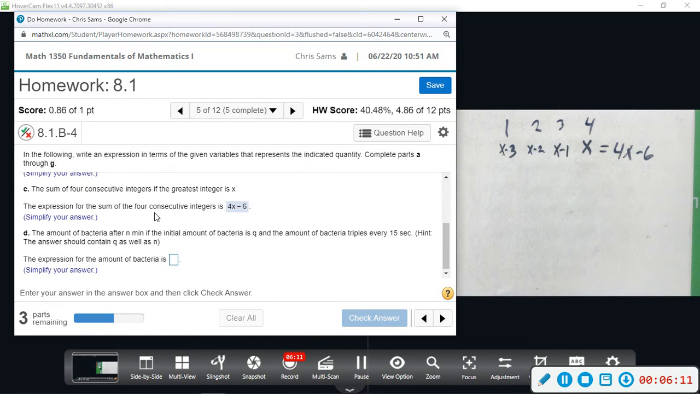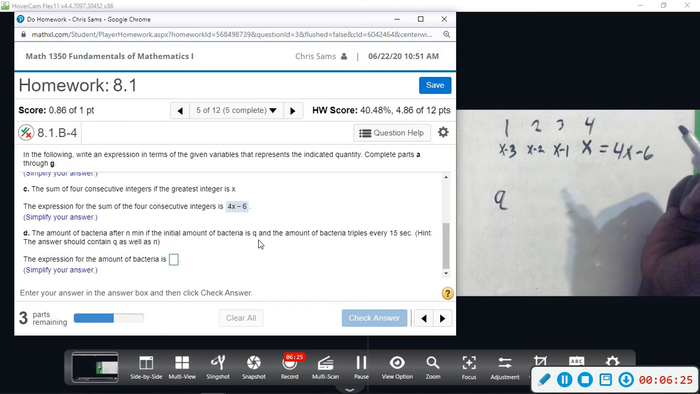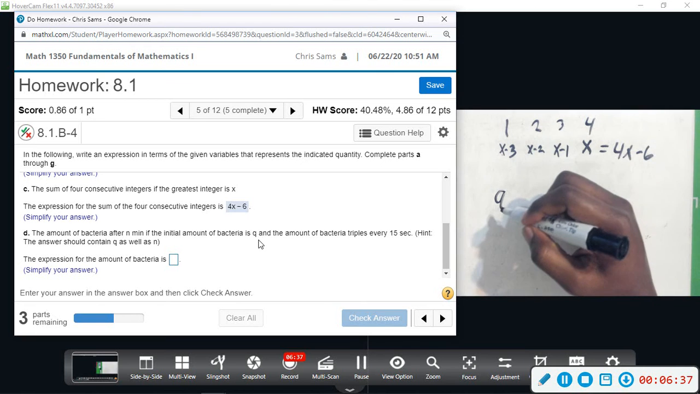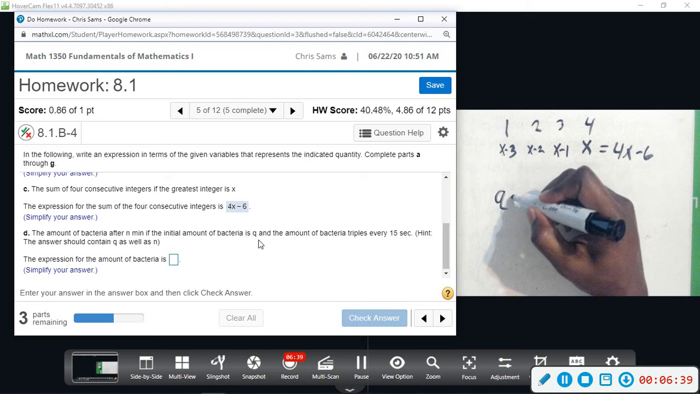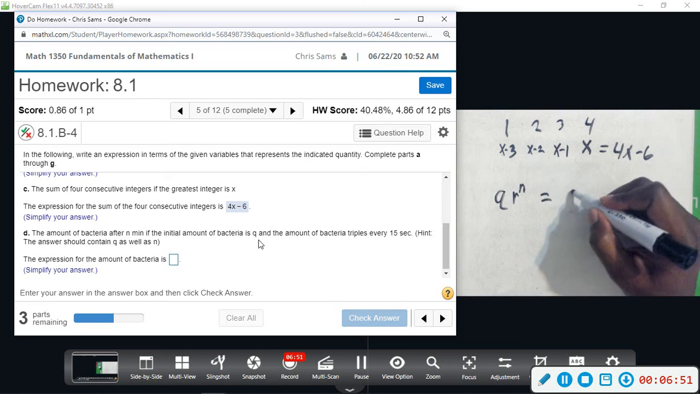Alright, D wants the amount of bacteria after n minutes if the initial amount of bacteria is Q. Okay, so we're starting out with Q, and the amount of bacteria triples every 15 seconds, and your answer should contain Q. So we want minutes, it triples every 15 seconds, so this is kind of like a geometric, so it'll be Q times R. Normally it'd be raised to the n minus 1, but we're doing it in terms of minutes, so n will be our number of minutes, and then plugging everything in, we'll have Q.